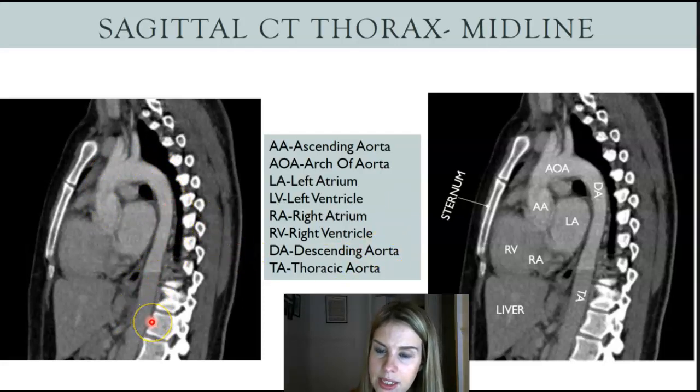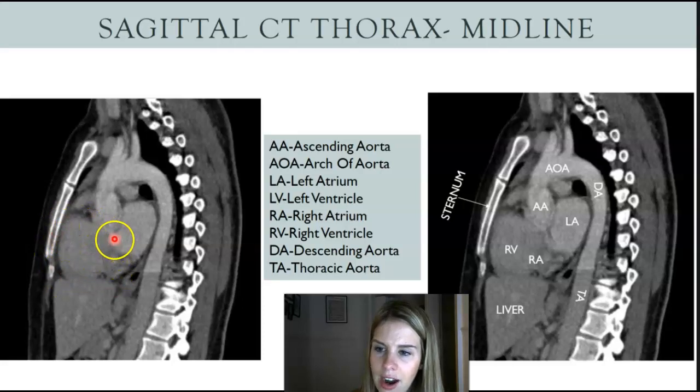As well as that, we can still see some of the four chambers. So we can see the left atrium just sitting in here. We can see the right atrium, and we can see the right ventricle.